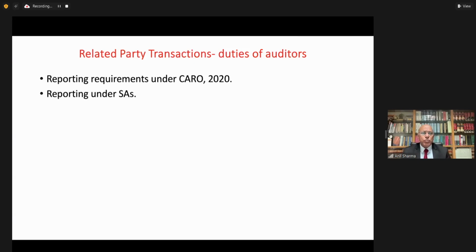And finally, we will come to the reporting requirement so far as the duty of auditors is concerned. What do the standards on auditing require them to report, how do they have to perform their duty with respect to related party transactions, and what are the reporting requirements, whether under the Companies Act or the auditor's report order issued under the Companies Act. So this is the entire area on which I'm going to devote time.